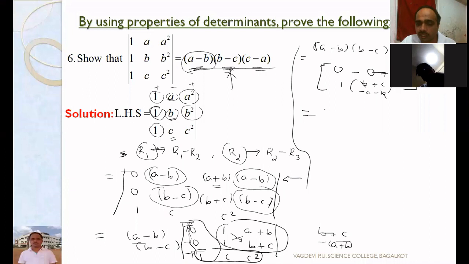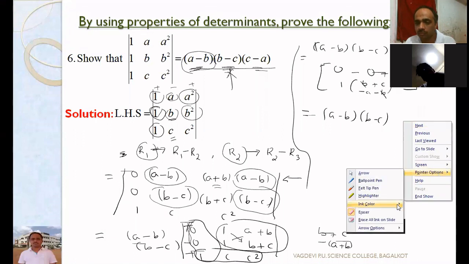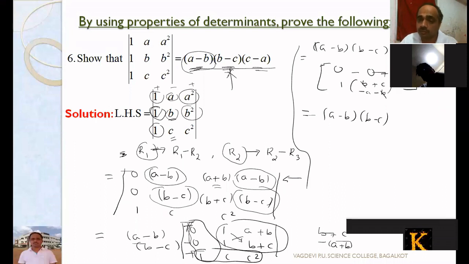So what I get? Next step. Already I got two factors here: A minus B, B minus C. And what do I get after simplifying this? The next bracket, that is 1 into what? So minus B plus B will be cancelled. So here I am having C and here is minus A. So C minus A. Yes, so this is the RHS.